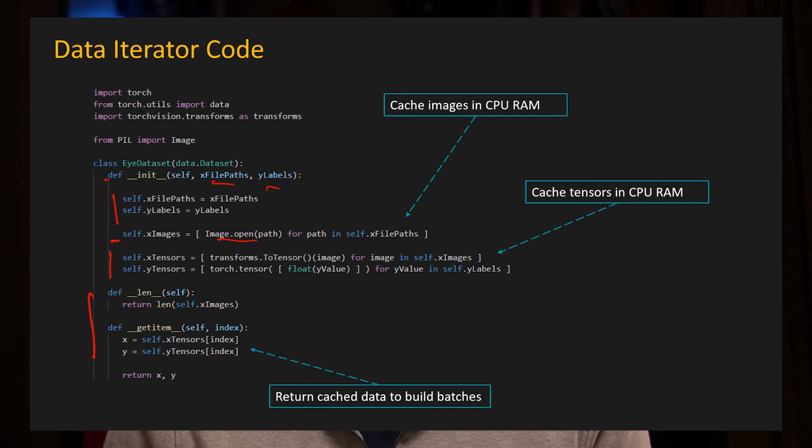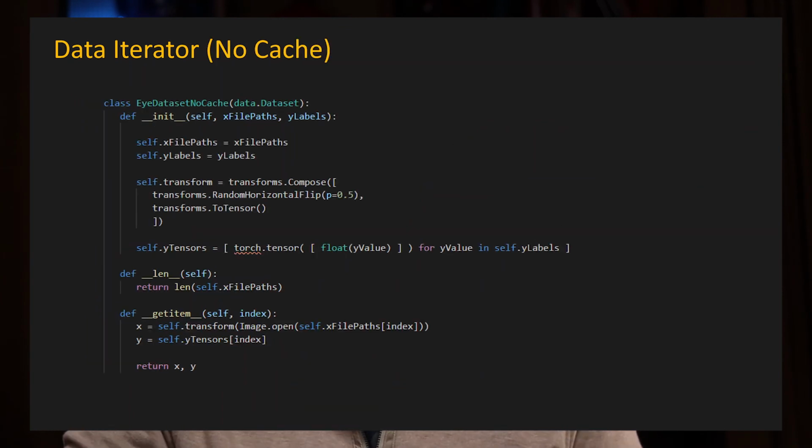This is one way to do it when you have plenty of CPU RAM, your data set isn't too large. Another thing that you might have to look into is not caching at all. And of course, you'll almost certainly use some hybrid between the previous version and the version that we show here. So this version is the same in that it takes the paths and the labels, but now it just specifies a compound transform object. So previously, we've just been using this transforms to tensor. In this example, I'm showing data augmentation where I'm doing random horizontal flips.